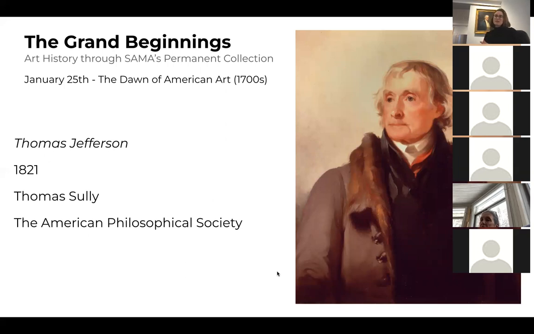Sully's work is a lot more free to me. It has a lot more of those hints of impressionism, and it's coming along later. This is 1821. This is Thomas Jefferson. Jefferson was 78 when this portrait was taken. And Sully ended up doing 2,631 paintings. And so he was very prolific for that time.